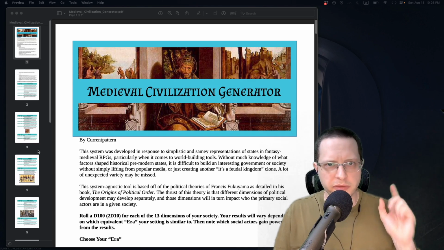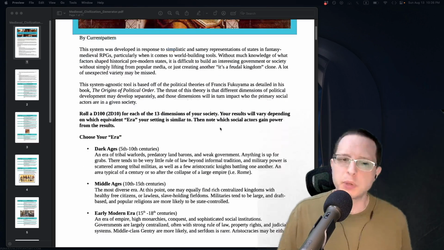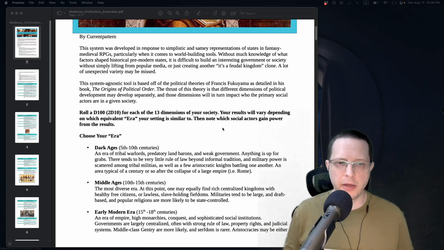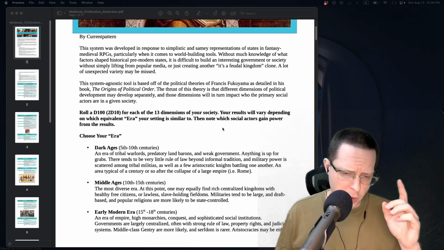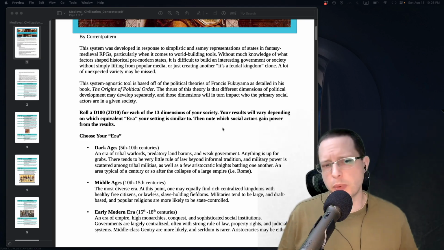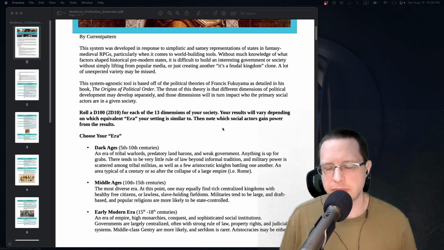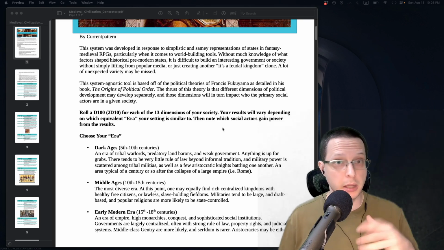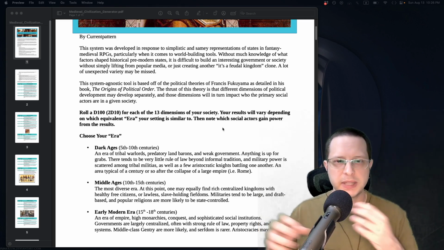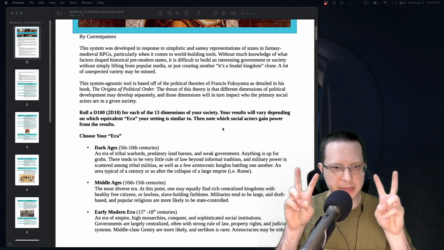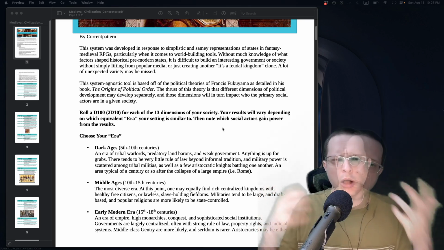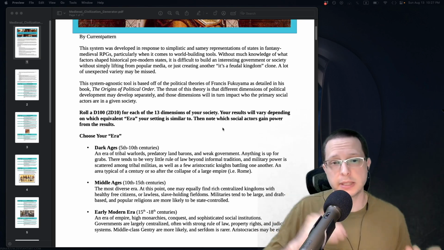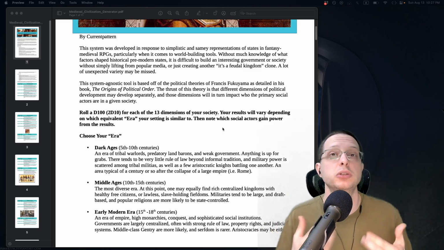So the first thing that you're going to need to do whenever you're using this system is determine the basic era, let's say, of your society. The particular eras that are pointed out here are really strongly influenced by European history. You can use this system for other parts of the world, and even technically outside of what we might describe as the medieval era. All you really need to do is take a look at the basic descriptions, and you can probably apply these different sorts of eras to different parts of the world.